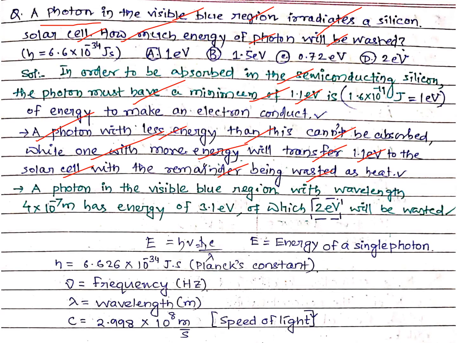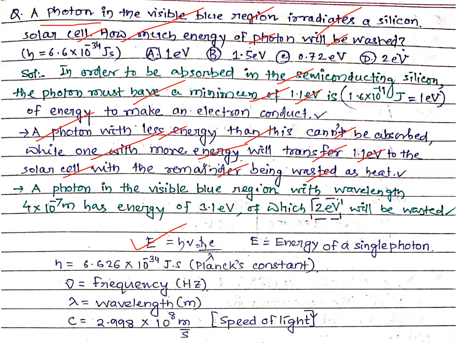We use this equation, E equal to hc by lambda. This is the photoelectric equation. You should remember this equation and use it to get your answer. We know that h is the Planck's constant, nu is the frequency, lambda is the wavelength of the radiation, and c is the speed of light.